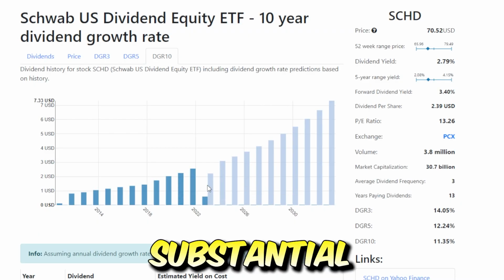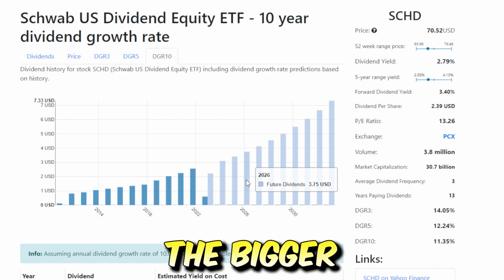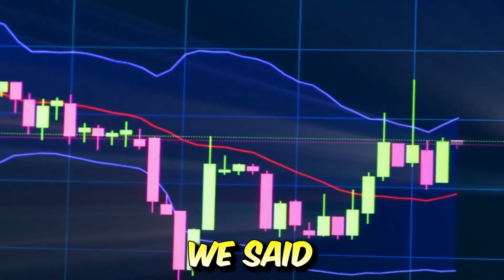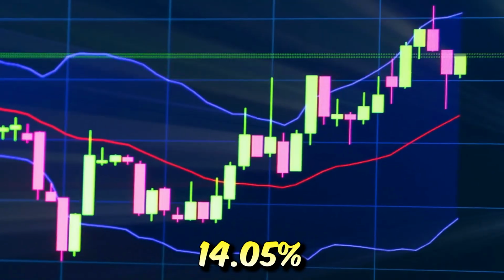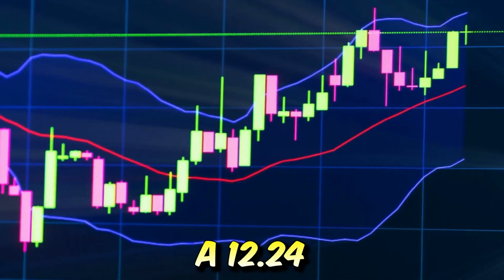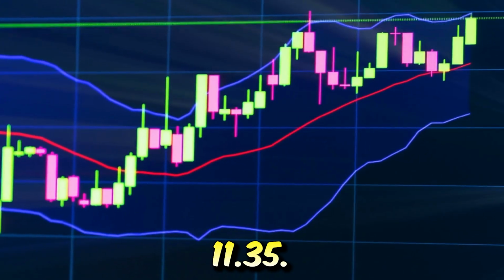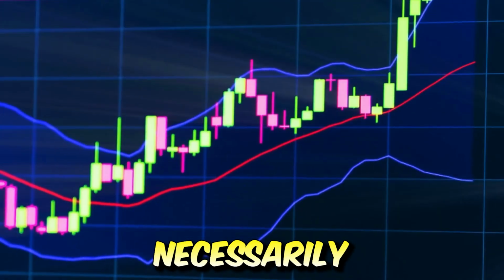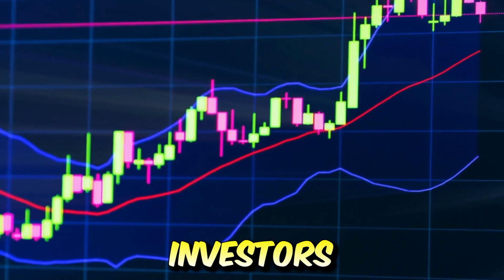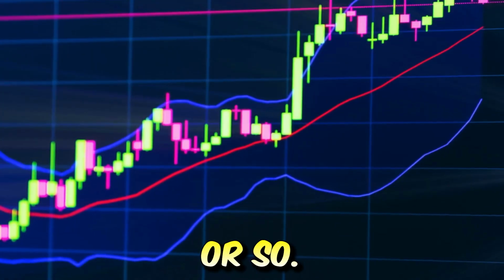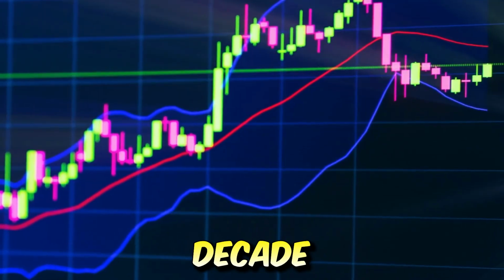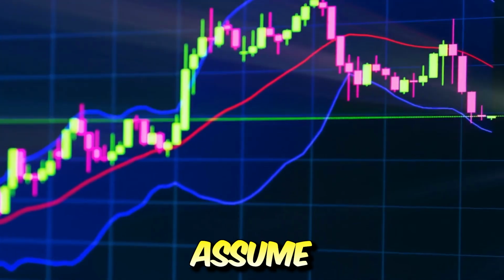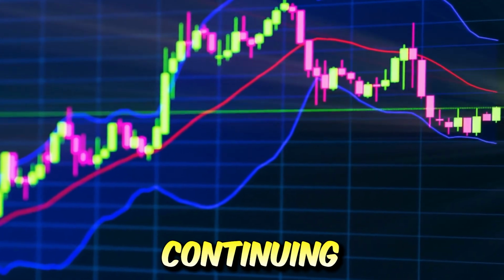Now, this is obviously very substantial, and as the power of compounding works, the bigger the numbers get, the faster they grow, and the bigger that they get. It's also important to keep in mind, like we said earlier, just because SCHD has had a 14.05% dividend growth rate on the 3-year time frame, a 12.24% on the 5-year, and an 11.35% on the 10-year, does not necessarily mean that this is what SCHD investors should expect to see over the next 10 years or so. And there's definitely a lot of criticism saying that SCHD has been on a tear over the last decade, and it's not sustainable that we can assume that large of dividend growth increases continuing on from here.